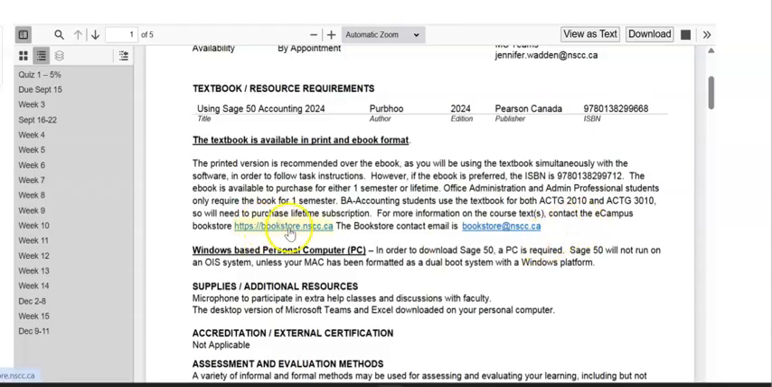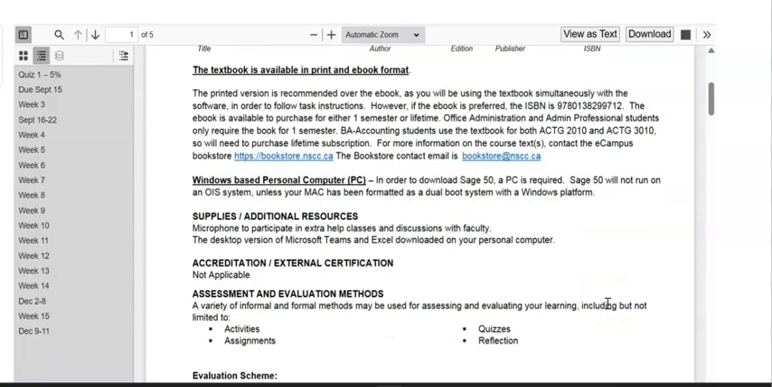So you can order it right through your bookstore. Contact the eCampus bookstore, and there's the link right there. Again, I mention it here as well. You need a Windows-based personal computer, whether it's a laptop or a desktop, and it will not work on a Mac.